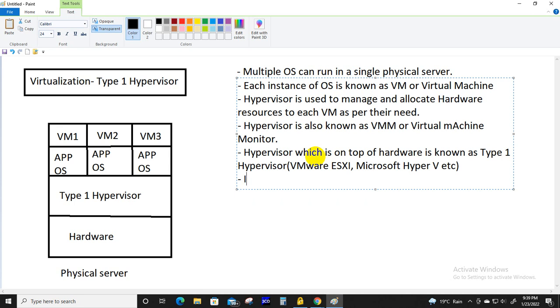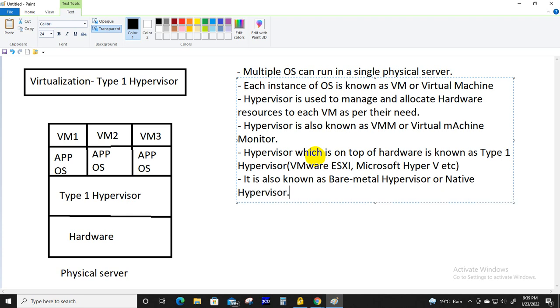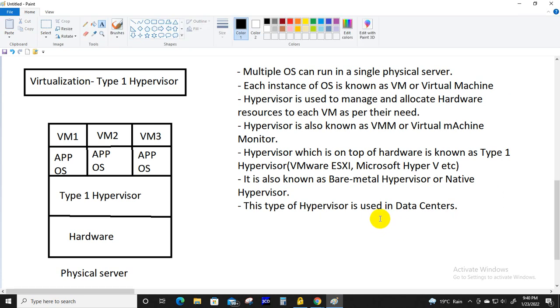It is also known as bare metal hypervisor or native hypervisor. These are different terminologies used for Type 1 hypervisor. This type of hypervisor is used in data centers. So this is all about Type 1 hypervisor. Now we'll discuss Type 2 hypervisor.